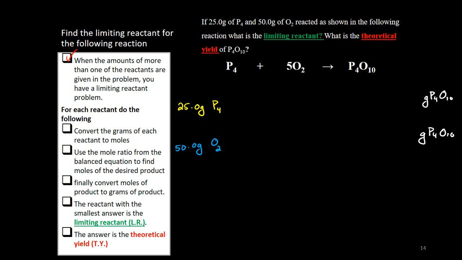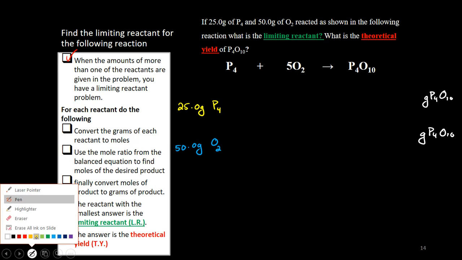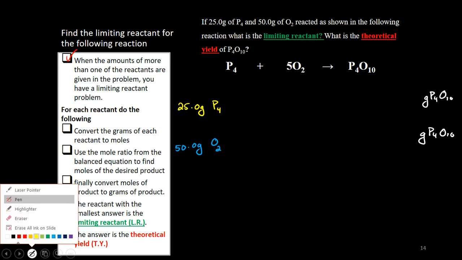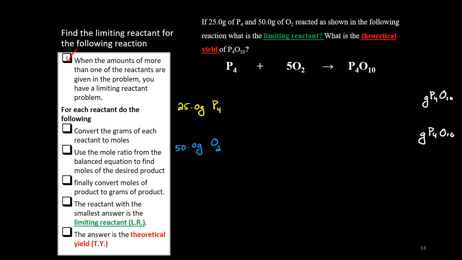And you might be like, wait, why am I going to the same thing? Isn't it going to be the same answer? It's actually not going to be the same answer, because one of these reactants is going to give us a smaller number of products here, and that reactant will be the limiting reactant. So we are trying to identify which reactant will give us a smaller amount of P4O10.